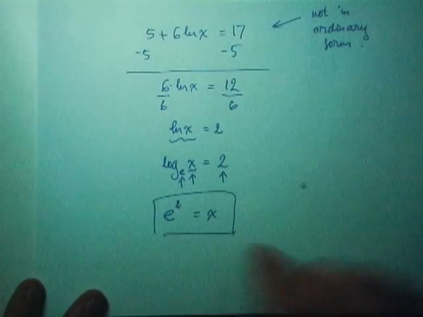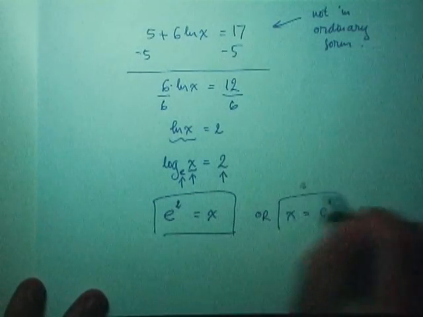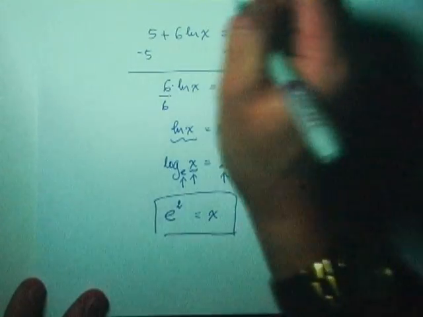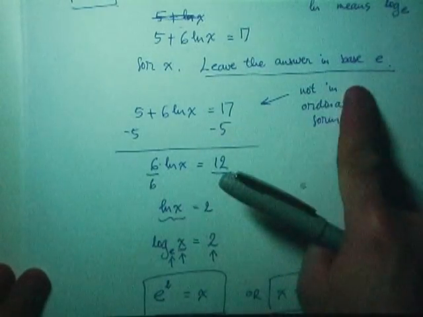X equals e squared. And that's what the course compass is asking for. That's the answer we are expecting. Leave the answer in base e.